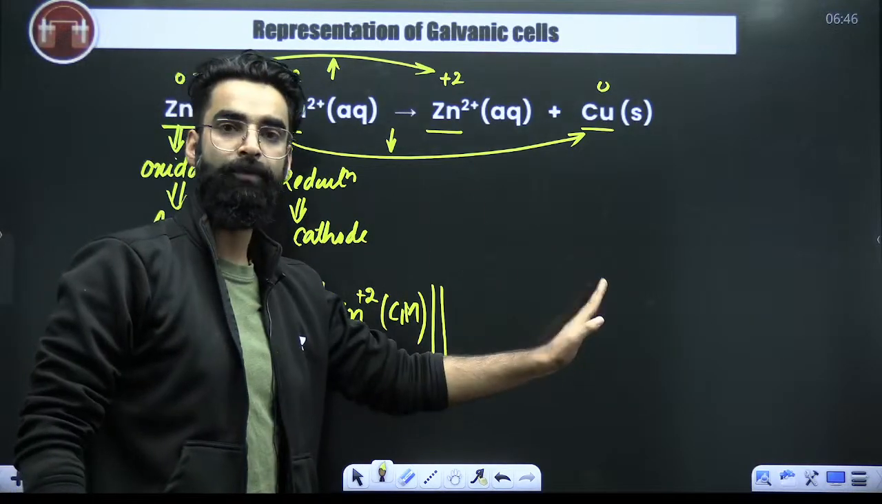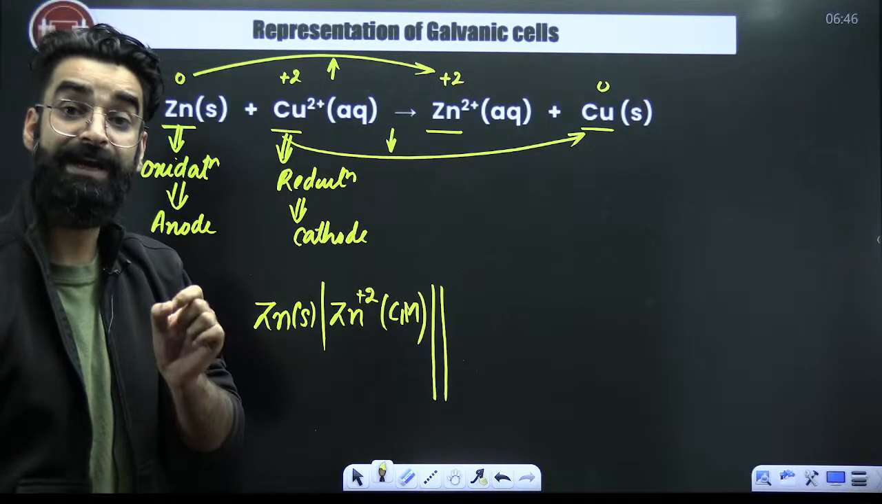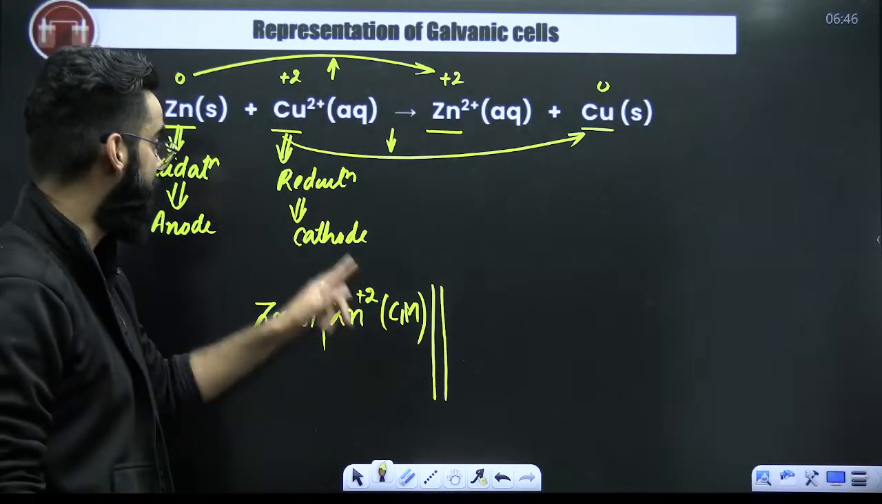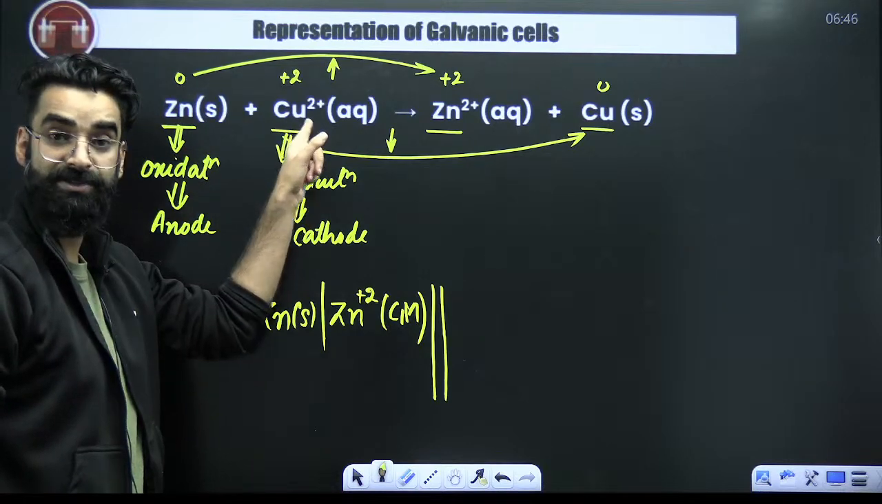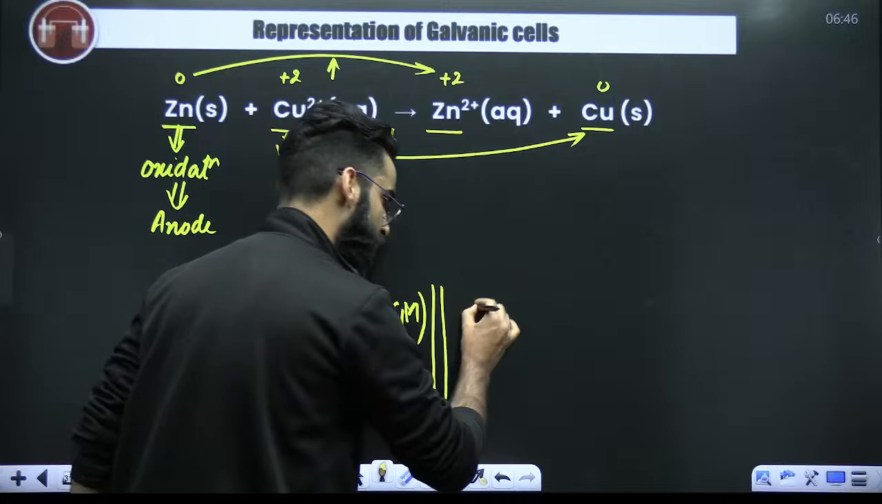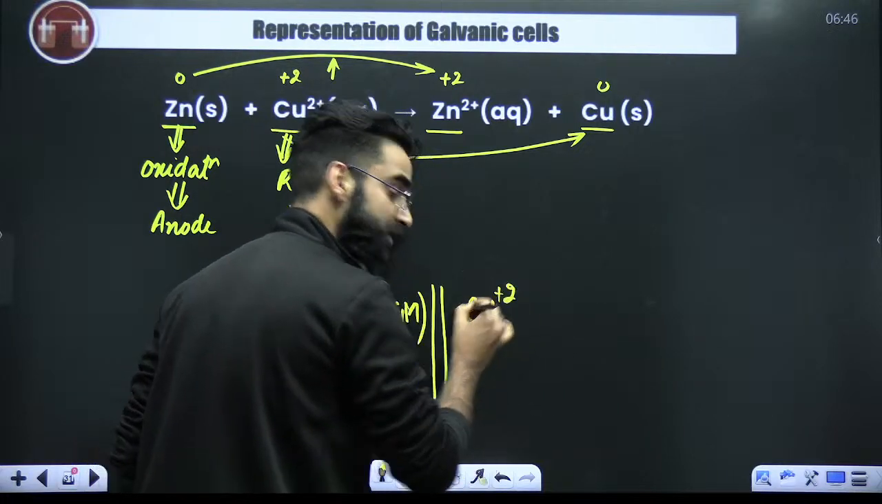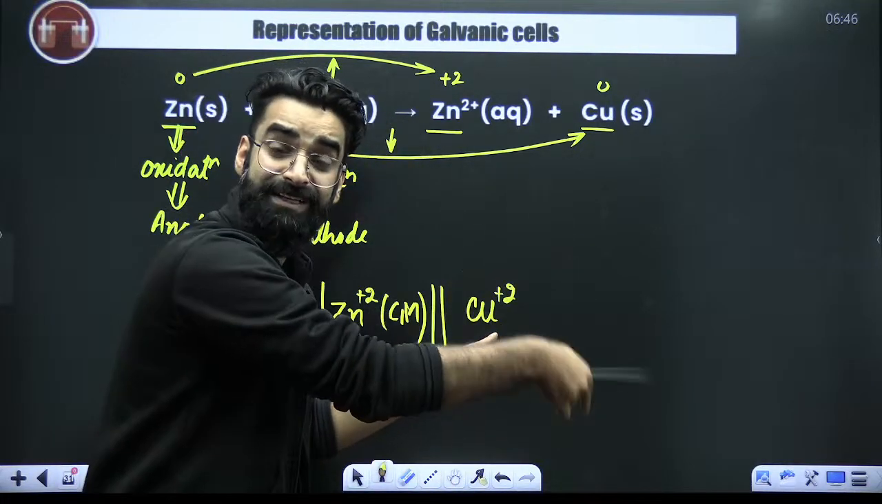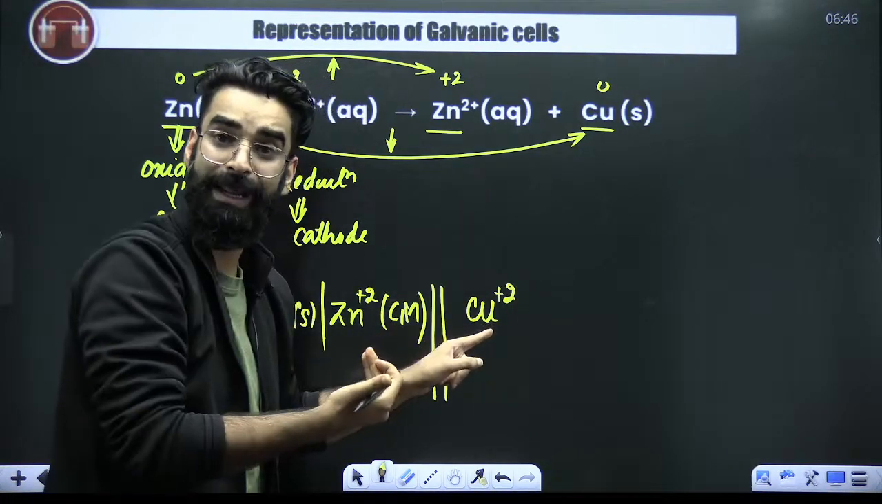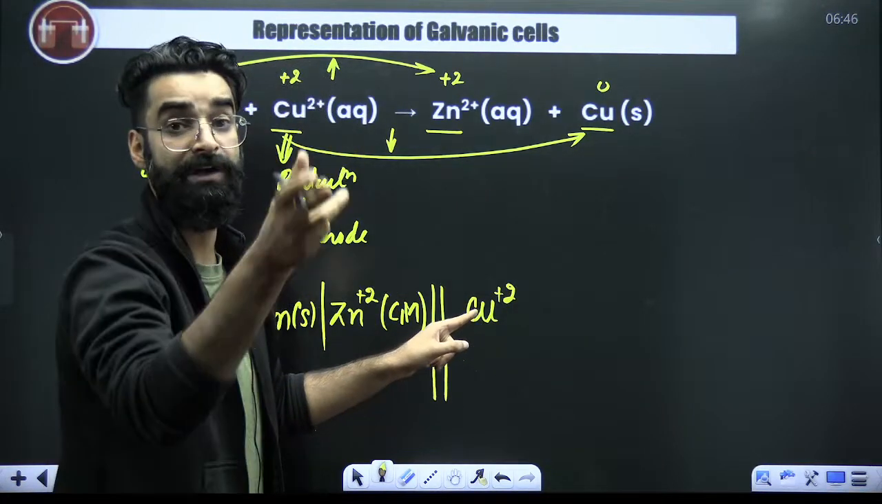Similarly, on the right side, what do we write? On the right side, we write the cathode. And at cathode, you know, reduction takes place. Reduction of what is taking place? Copper dipositive, and copper dipositive is getting converted into copper solid. So at cathode, the copper dipositive which was there in the right chamber collided with the rod, took 2 electrons from the rod, and got converted into Cu solid.